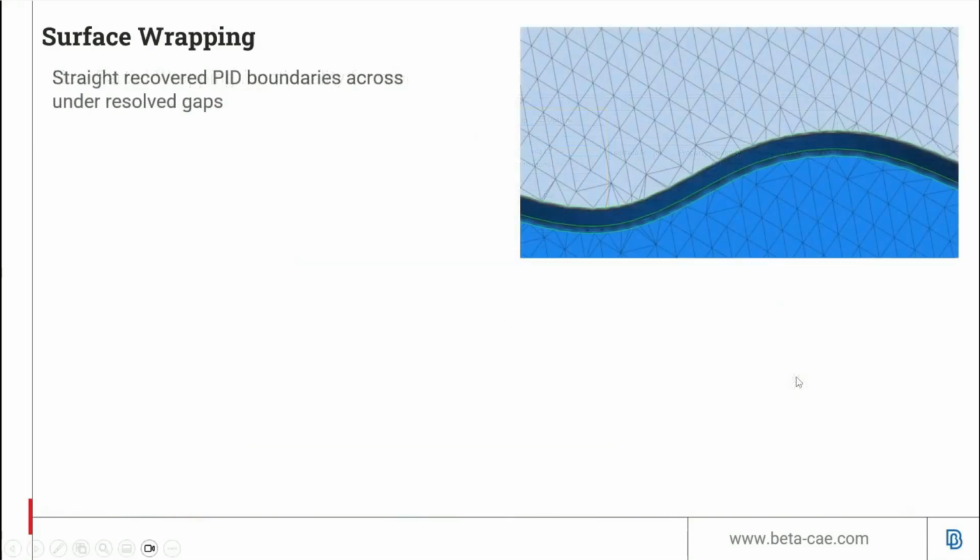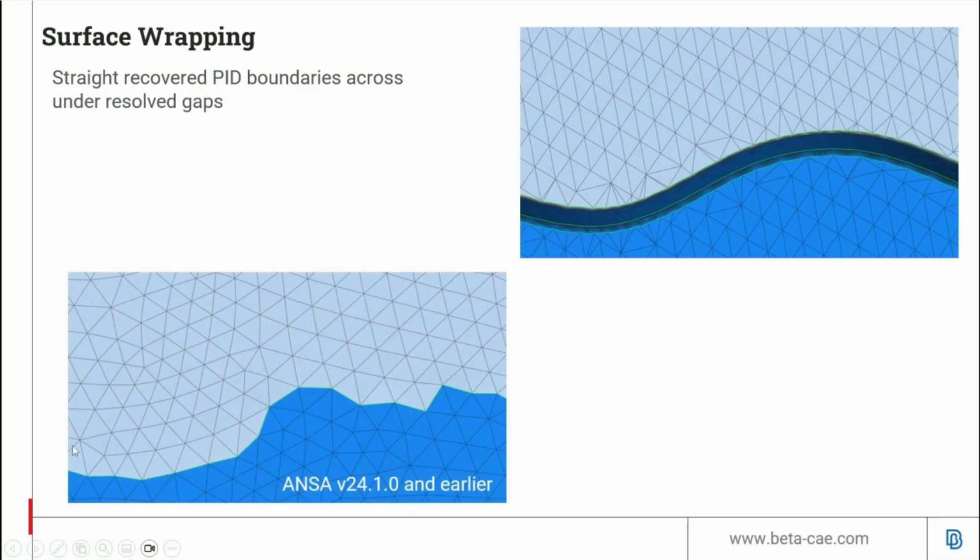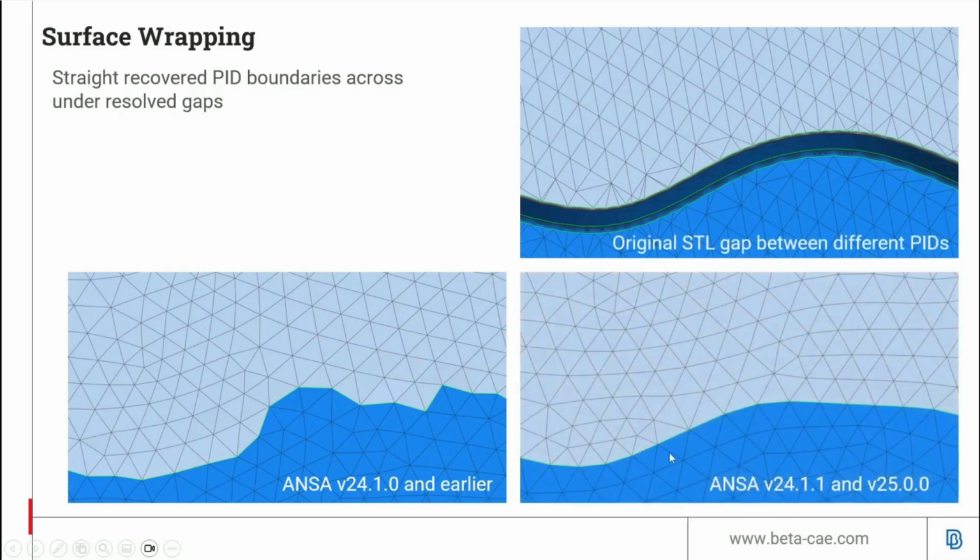Some other improvements in surface wrapping. In the past, when there was a gap between two panels and we used to create a wrap, we wouldn't maintain a straight edge because there was no feature to capture there. But now Answer will make sure that it creates a nice smooth PID boundary for the surface wrapping Octree entity.